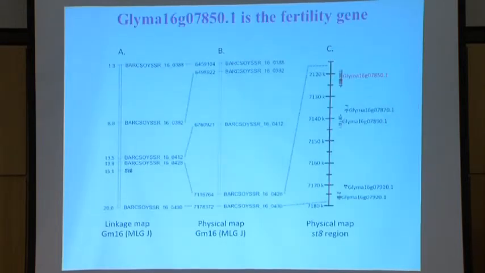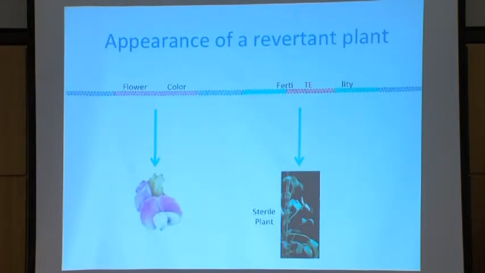And this is the same map I showed you before when we were doing fine mapping. There were five genes present, and the first one was GLIMA16-07850. So it confirmed that this is our gene of interest, which is helicase, and that is the gene which was making the plant fertile, but if something goes wrong with that, the plant became sterile.